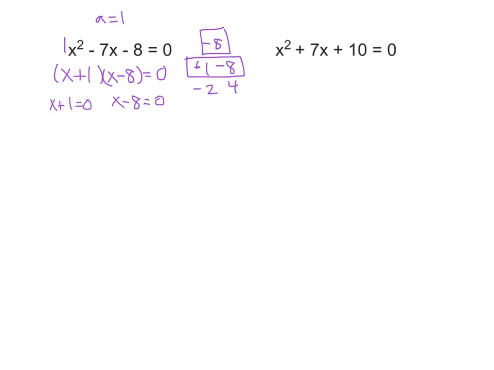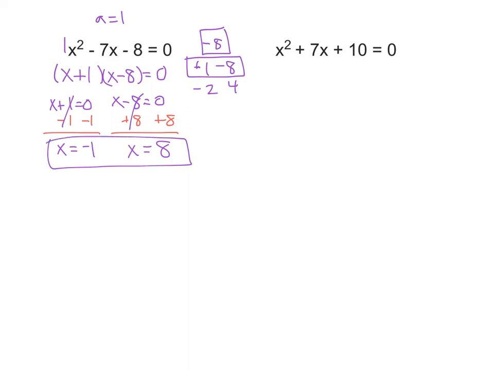Okay, and we're going to solve these. I'm going to subtract 1 from both sides of my equal sign. Those will cancel, and we have x equals negative 1. And over here, we're going to add 8 to both sides. We have to do the opposite to get rid of the negative 8. And x equals 8. So x equals negative 1 or x equals 8. Both of those answers will make this equation true.